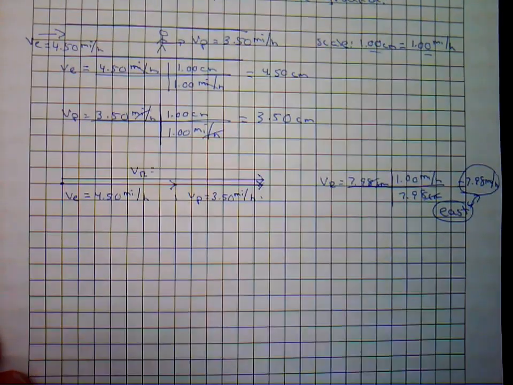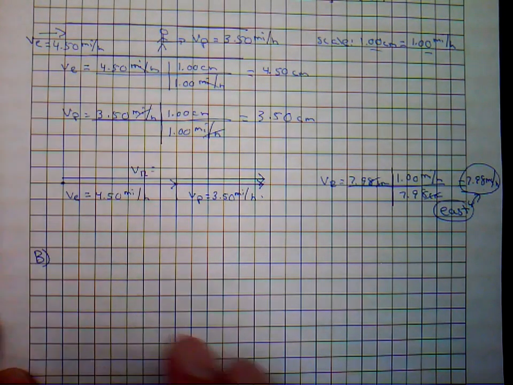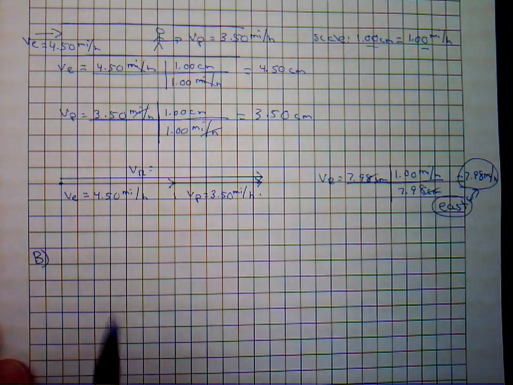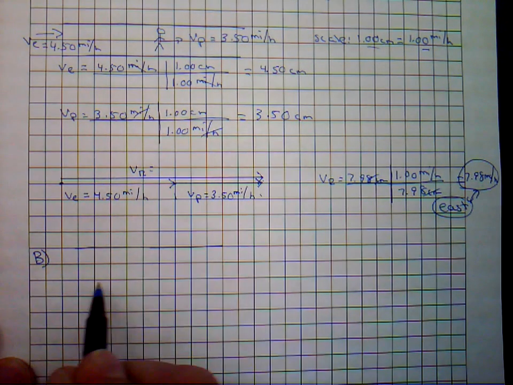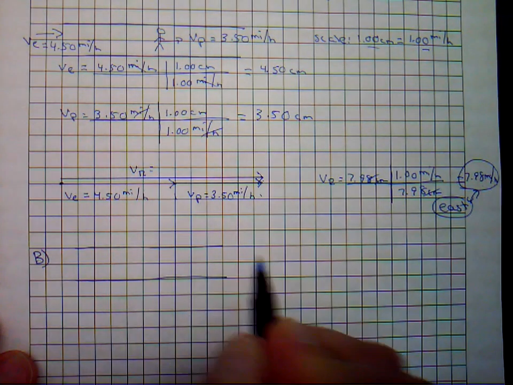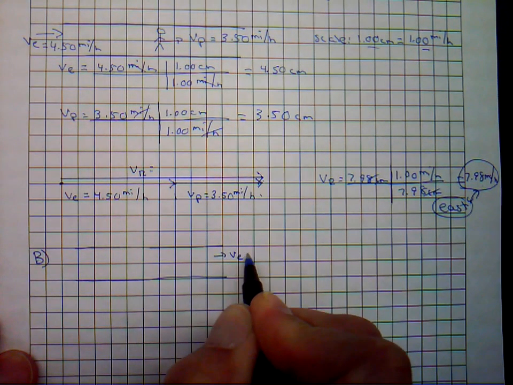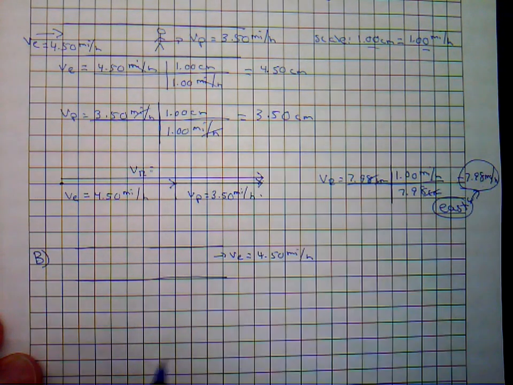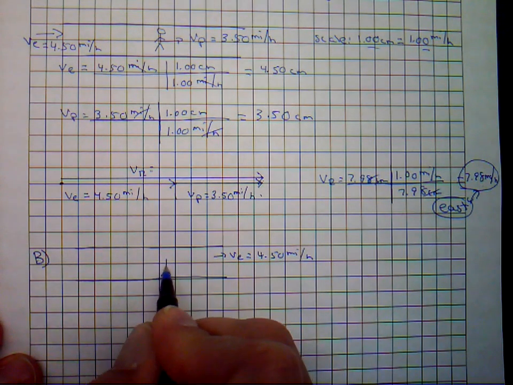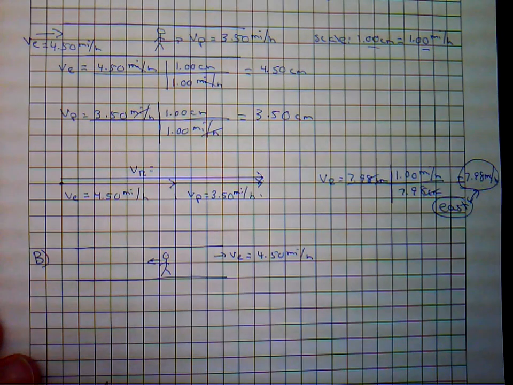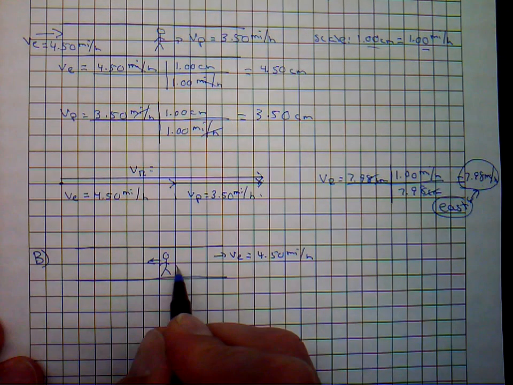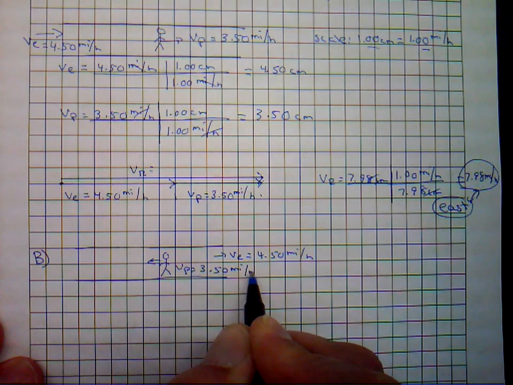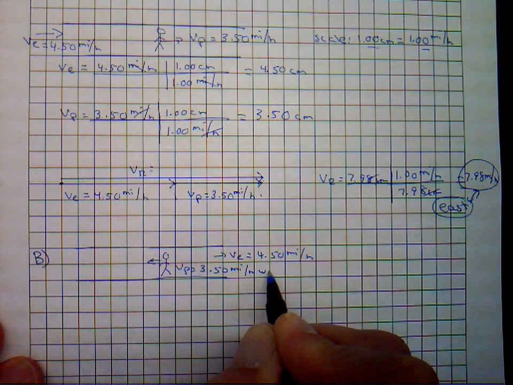But now we're going to do another part. Part B: what if the person was walking in the opposite direction that the escalator was going? So now the escalator is still traveling 4.50 miles per hour east. But now the person is walking in the opposite direction. The velocity of the person is 3.50 miles per hour, and this person is going west.